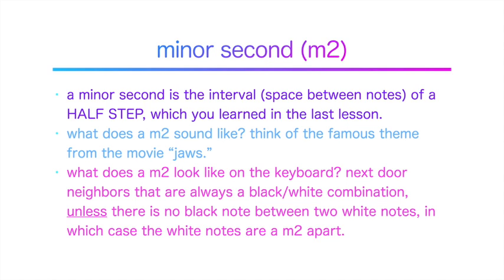What does it sound like? Think of the famous theme from the movie Jaws. That's a minor second interval from the first note to the second note. That's what a half step sounds like. What does a minor second look like on a keyboard? Well, you already know this. Next door neighbors that are always black to white or white to black, unless there's no black note in between two white notes, in which case the minor second would be white to white, next door neighbors, right?